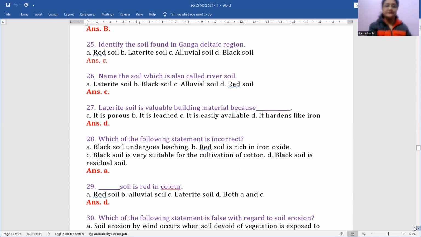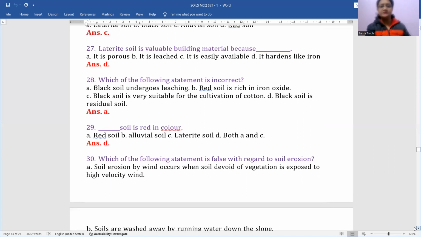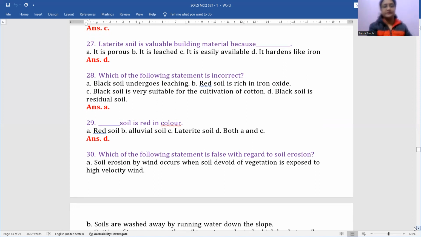Clear? Next है बच्चों, laterite soil is valuable building material because it is porous, it is leached, it is easily available, it hardens like iron. D is the correct option. Okay, this nature actually makes it important for construction purpose.